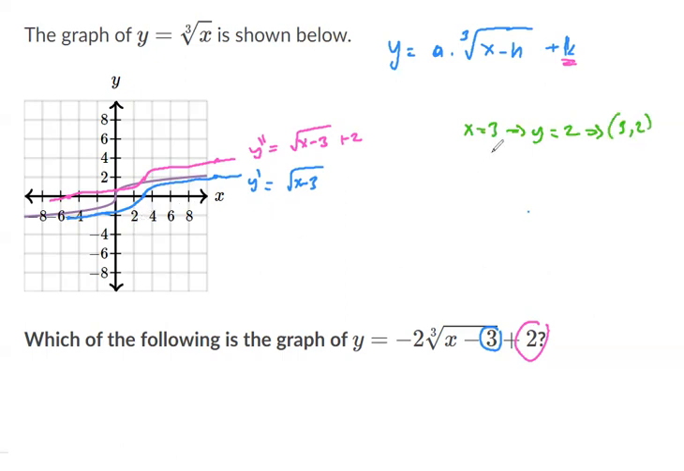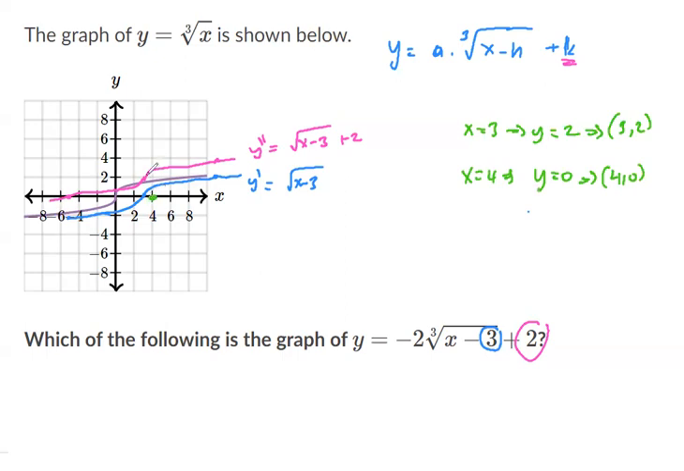If I choose another point, I like to choose something that will make my life not too complicated. So if I choose x is 4, that will make the cube root nicer. 4 minus 3 is 1, and the cube root of 1 is 1. So negative 2 times 1 is negative 2. Negative 2 plus 2 is 0. So the y will be 0, and that will be 4 comma 0. Okay, so you have 4 comma 0. It will be like this.